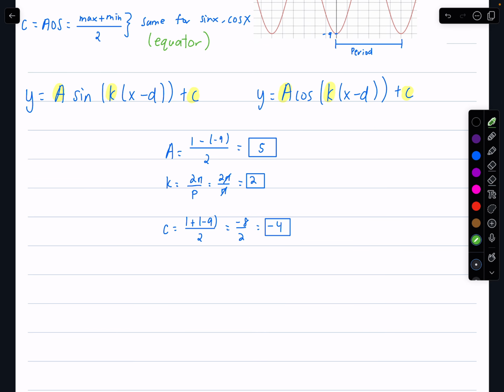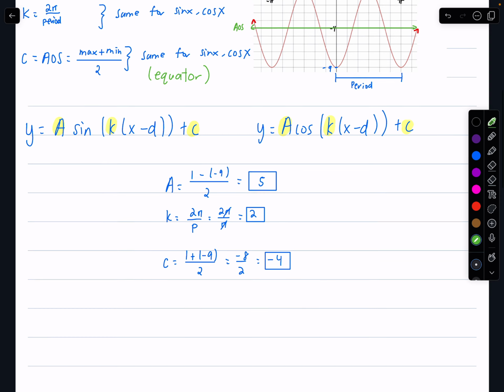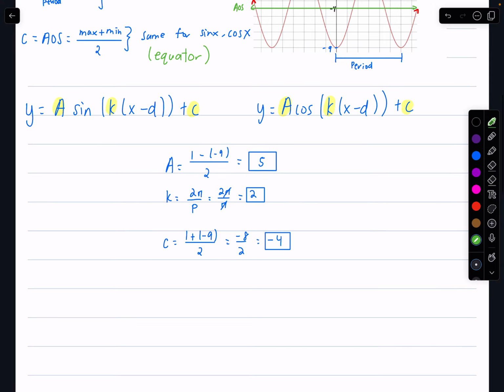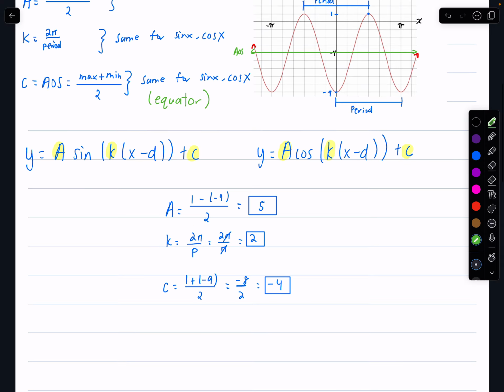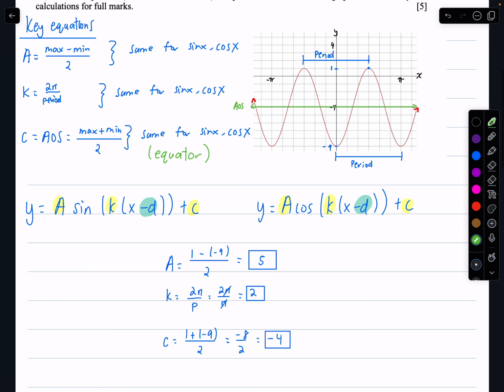So now that we know these things, the important thing we've got to figure out is how we can apply that to this question. Because yeah, we found A, K, and C, but the one thing we didn't find, and a lot of you guys may be wondering, is what is the D value? Okay, so remember, the D value in a sinusoidal equation represents the phase shift. So when you have a sine graph and a cos graph, sometimes the graph may look more like a cos graph, sometimes it may look more like a sine graph.